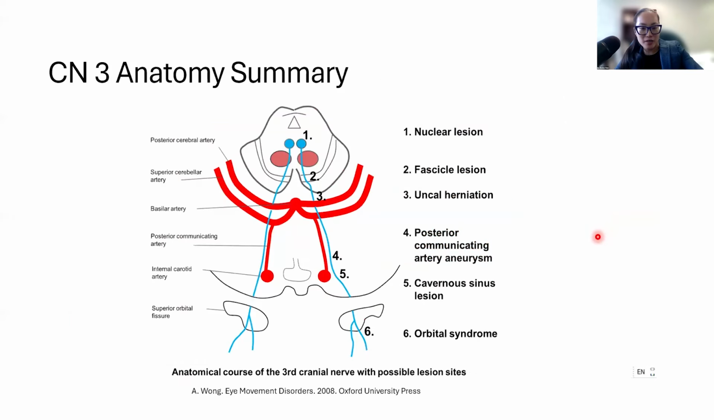This is a good diagram to summarize in a schematic form the course of cranial nerve 3 and all the different locations that you can have a lesion that would cause a problem with cranial nerve 3. So you have either a nuclear lesion, which we will not go into, but just know that the anatomy is very important, fundamental, basic knowledge that you need to know when you think about cranial nerve 3 to see where all the possible locations of the lesion can be.